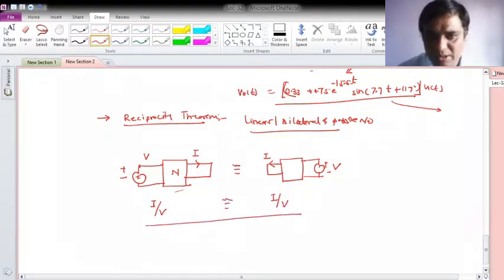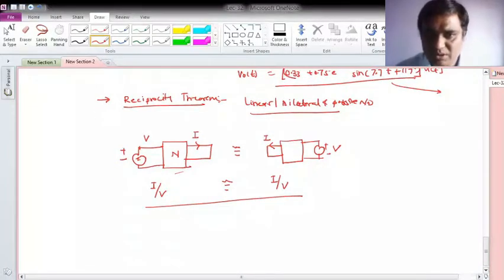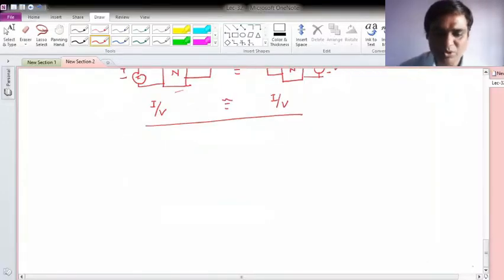So if this is the case in any network, then that network satisfies the reciprocity property, that is, the ratio will be constant. Okay, for example, let me take one example.